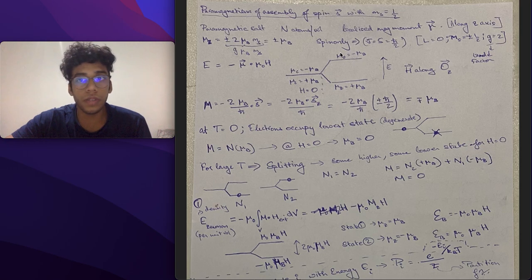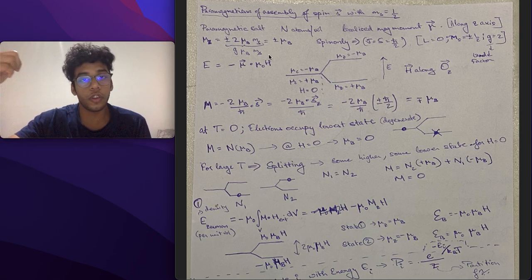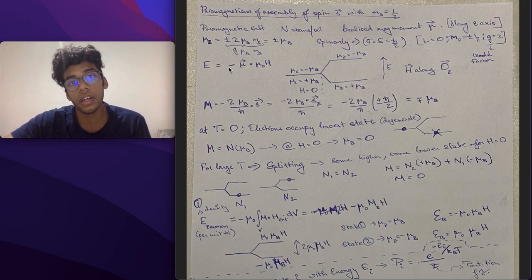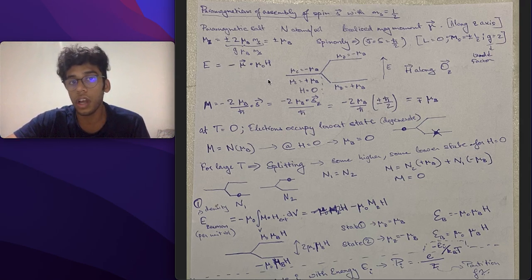So then you have your energy given by minus mu times mu naught H, where mu naught H is the strength of the external field that is applied, right? And mu here is the localized magnetic moment of the atom. So E is equal to minus mu naught H.